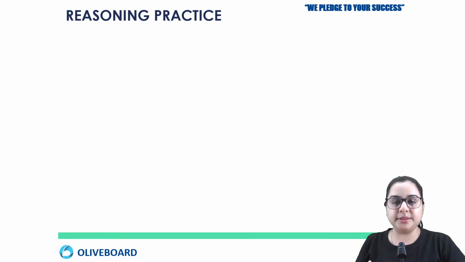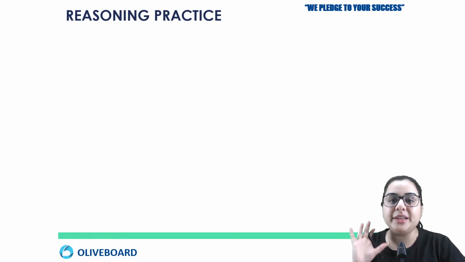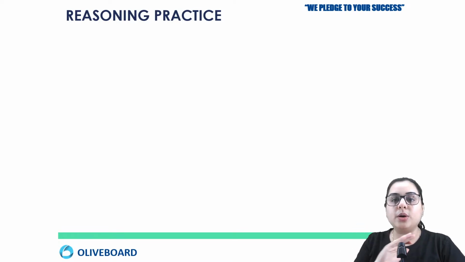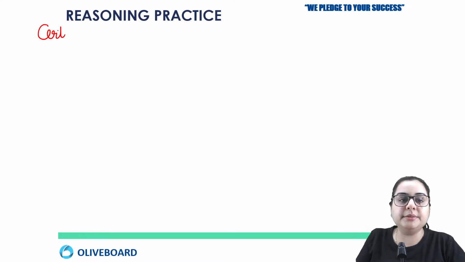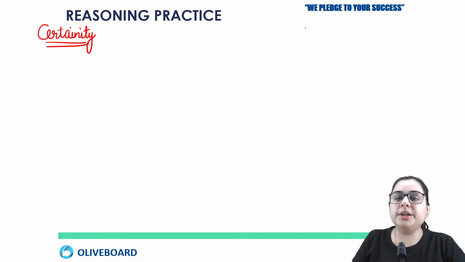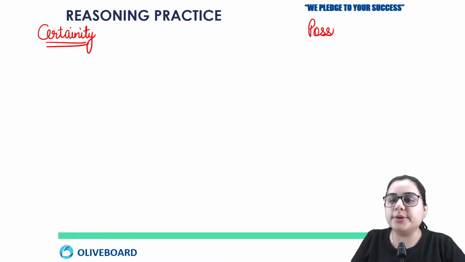So before starting the question, I would like to clear all the basic concepts where you people face doubt or have any confusion, so that you are already clear about everything before starting with the question. First, I'm going to define that there are 2 types of cases. One is certainty and the other is possibility.